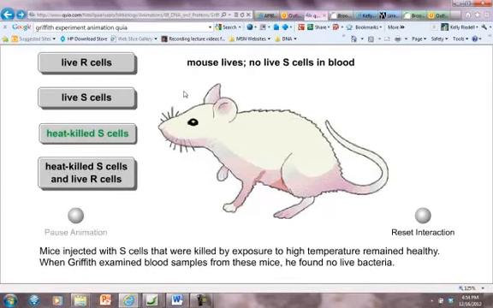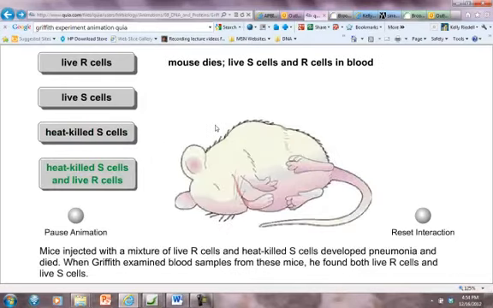The interesting part of his experiment comes from this next little experiment that he did. He took some of these heat-killed cells that did not cause the mice to die, and he mixed them with live R cells, which also did not cause the mice to die. And something interesting happened. Mice injected with a mixture of live R cells and heat-killed S cells developed pneumonia and died. When Griffith examined blood samples from these mice, he found both live R cells and live S cells.